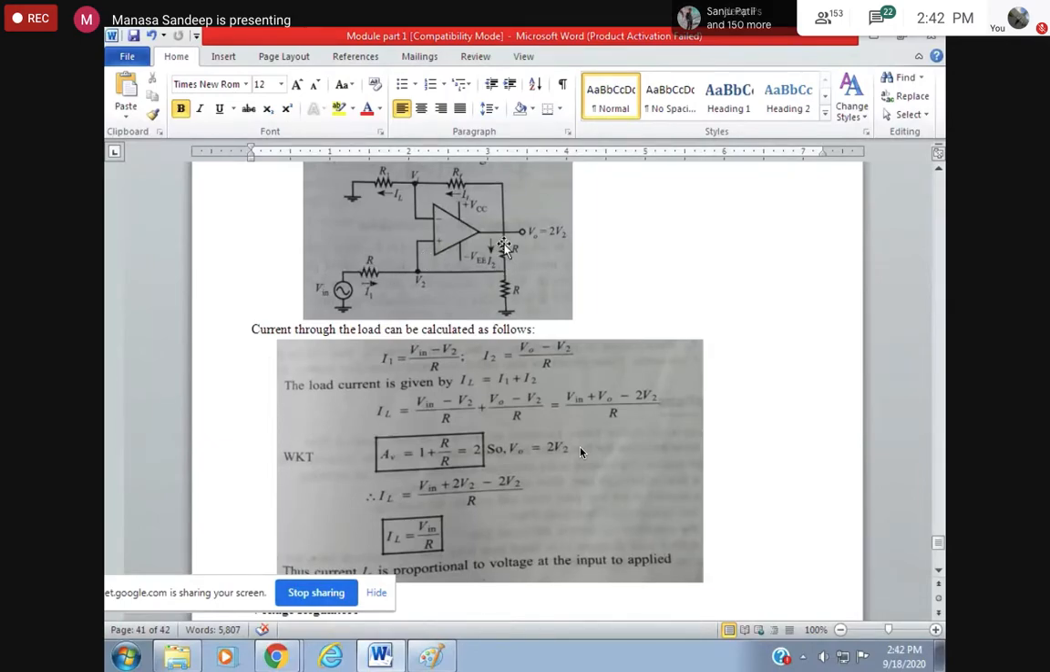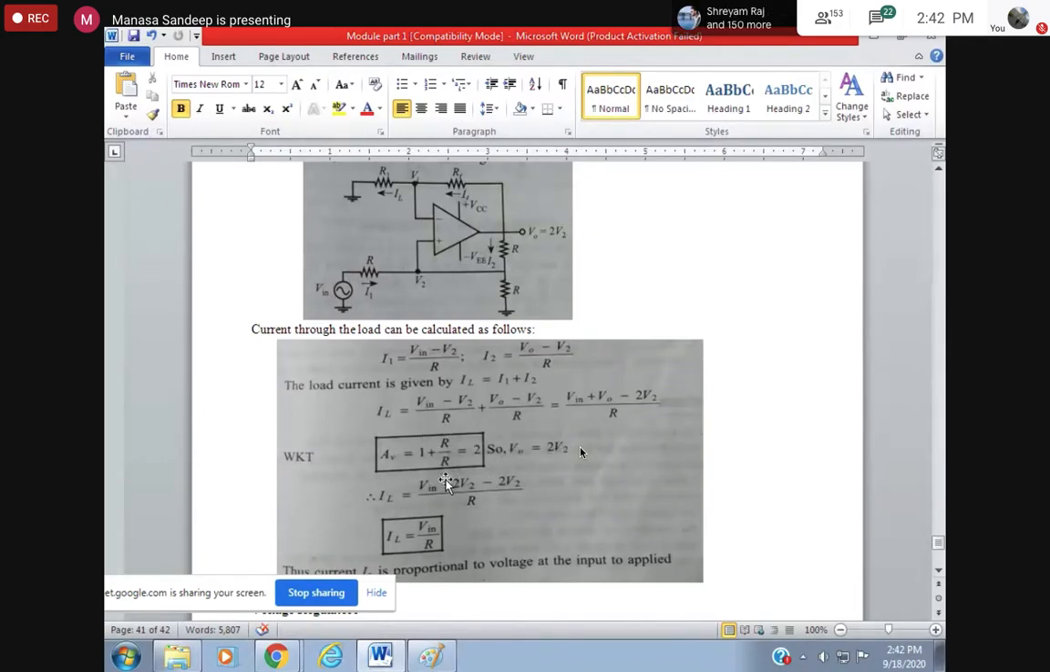Similarly I2, where we are considering this one as I1 and this one as I2. So this I2 is nothing but V2 minus V naught divided by R, the voltage between these two points. So this load current IL is given by I1 plus I2. I1 we have calculated here, I2 we have calculated here. Just add here, and you will get the value of IL.